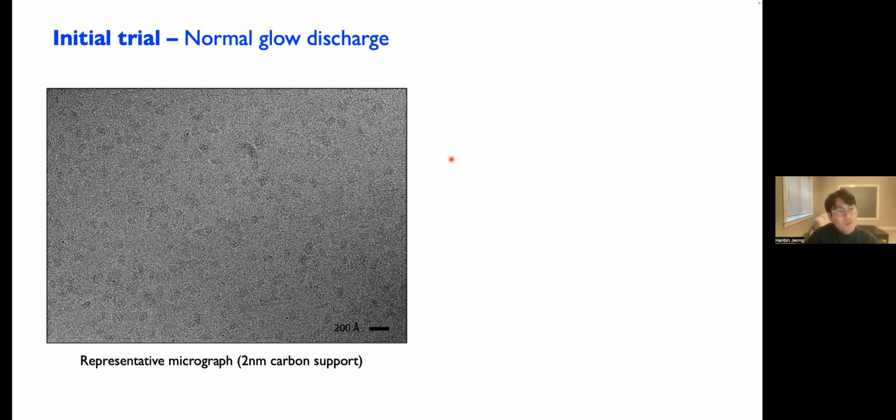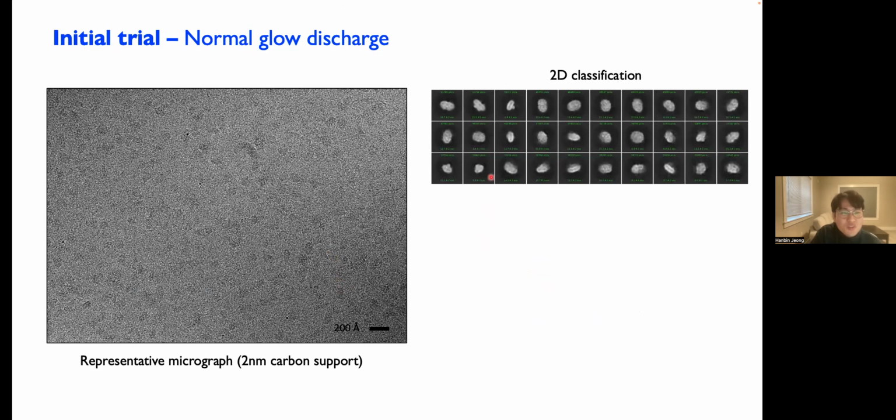So this micrograph shows the initial result from cryo-EM, and I could observe putative protein particles on the grid, and this figure shows the 2D classification result. I also could see some features of particles in 2D classification, like this side view. However, there are some orientation issues, in that many particles show top and down views here.